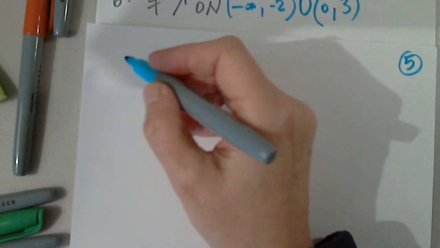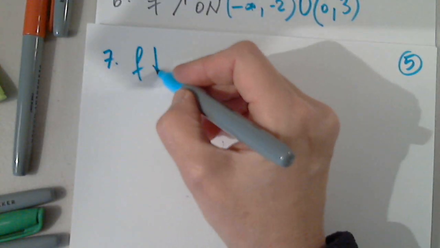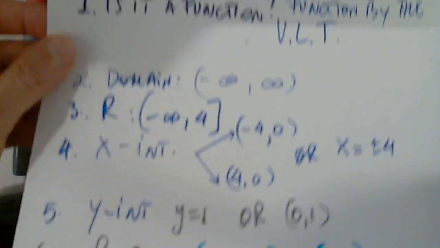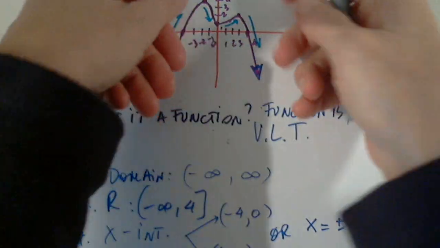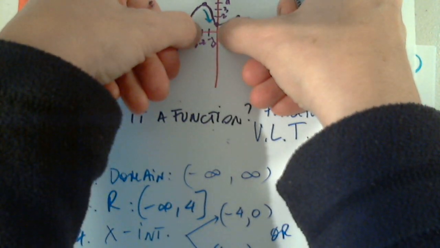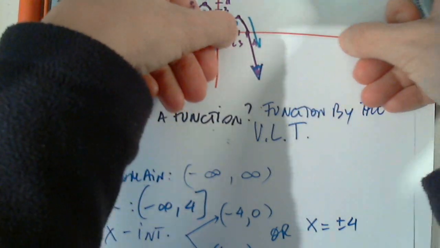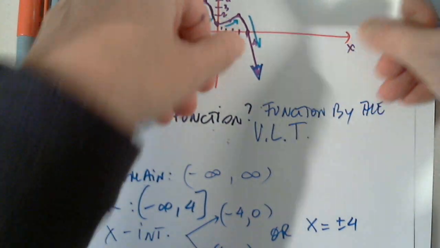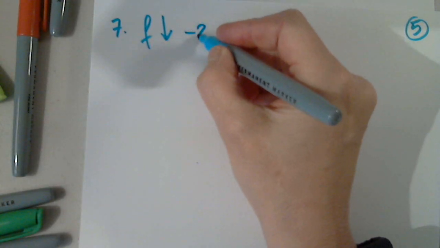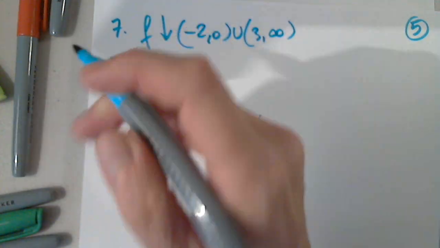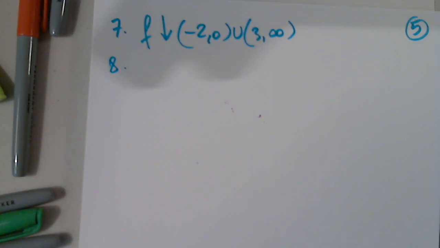Yes. Okay, so of course 7 is the intervals for decreasing. And what is not here, obviously, has to be decreasing. Between negative 2 and 0 is decreasing, and between 3 and infinity, the function will be decreasing. So negative 2, 0, union 3 to infinity.